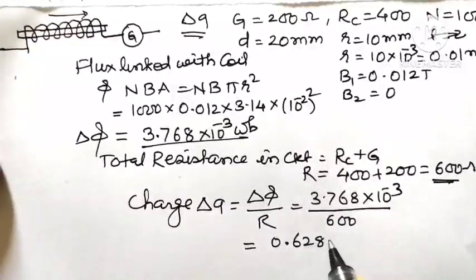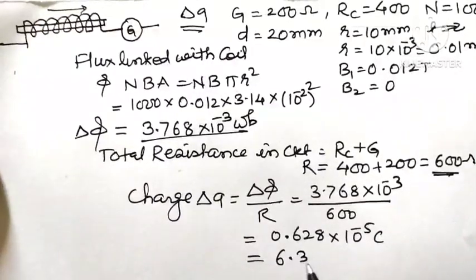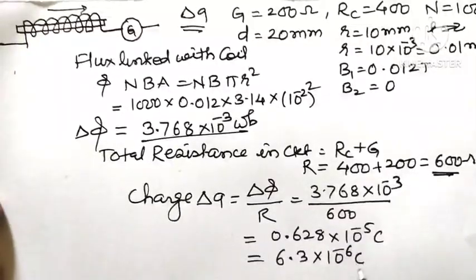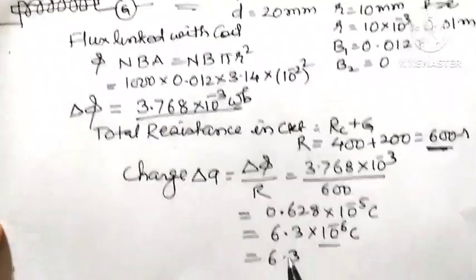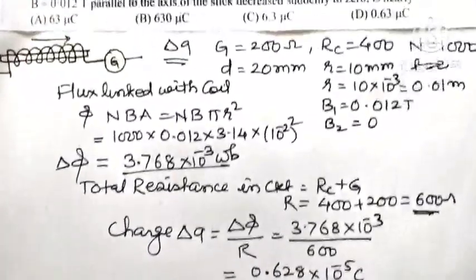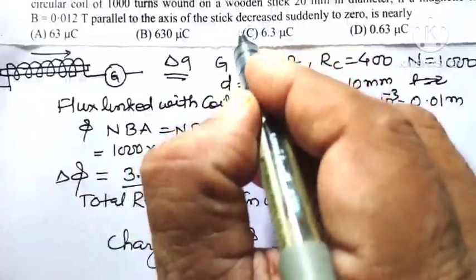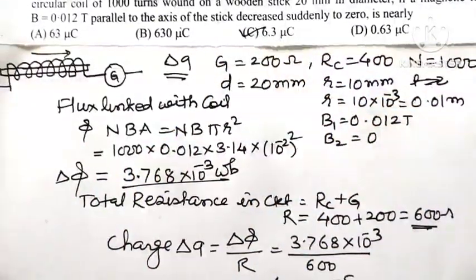If you calculate this ratio, it is 0.628 into 10 to the power minus 5 coulomb, or you can say approximately 6.3 into 10 to the power minus 6 coulomb. 10 raised to minus 6 coulomb means it is a micro coulomb, so 6.3 micro coulomb. Out of 4 options, which option is correct? Option C, 6.3 micro coulomb is the correct option for this question.